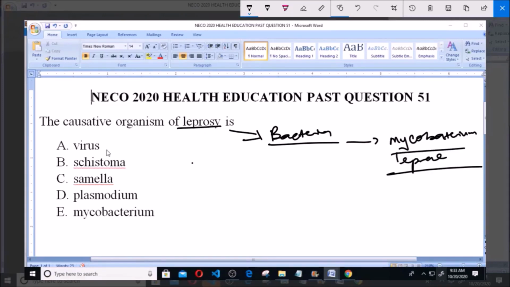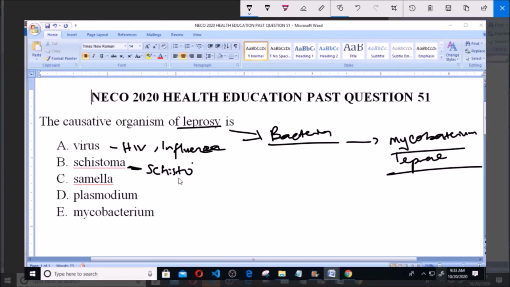Virus here does not cause leprosy. Viruses cause diseases like HIV/AIDS and influenza. Your common cold is caused by a virus. Now Schistoma here is not a correct spelling of this microorganism. The microorganism is known as Schistosoma. I know they put this there to convince most students. Schistosoma is a microorganism that causes schistosomiasis. They can also refer to it as bilharzia worm.